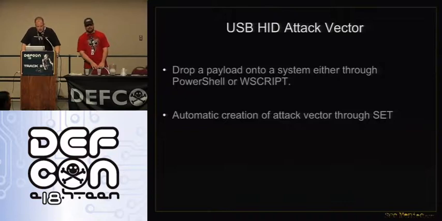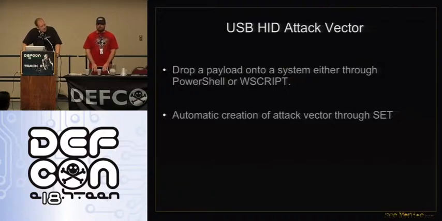So you can drop a payload on a Windows system either through PowerShell or WScript, the two main methods. Automatic creation of the attack vector through SET, that's the big thing. That's why I wanted to show SET today. It will actually create the attack vector for you, create the PDE file, which you can load into the Arduino, and then copy it over, and you'll see an example of that. And it will compromise the computer for you. So how easy does it get?